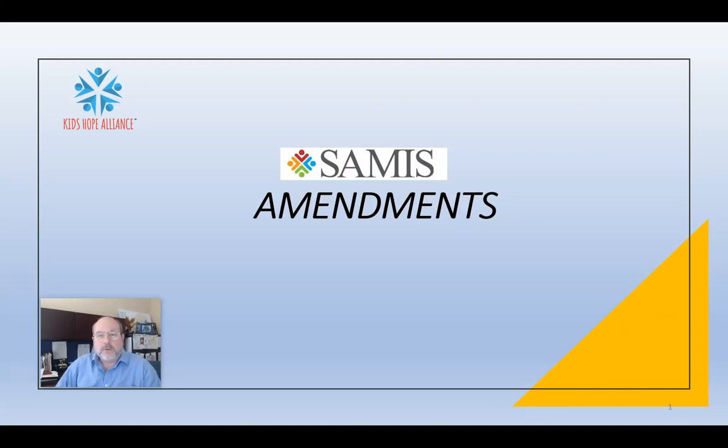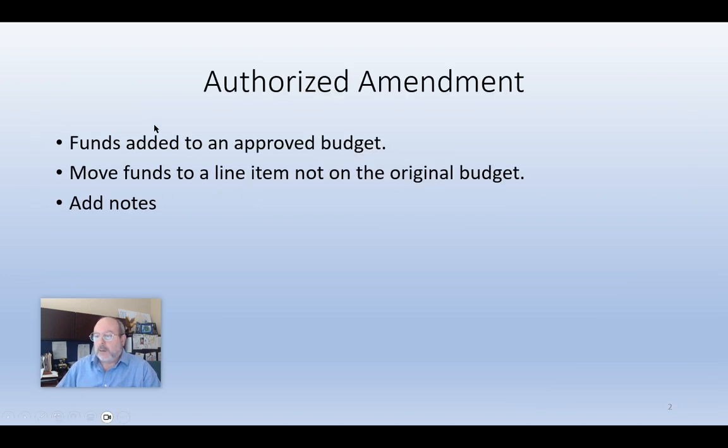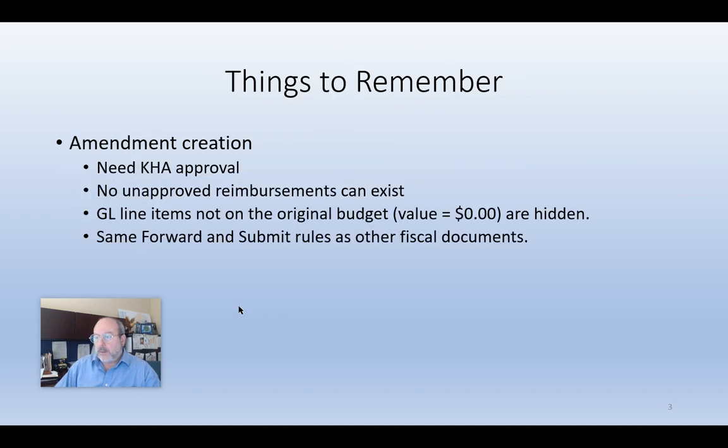In this video, we're going to step through how to do an amendment. The scenario we're going to work with today will be with funds being added to an already approved budget. We then will move funds to a line item not on the original budget, meaning we're going to add a new line item to hold the new funds. And then we'll add notes as well.